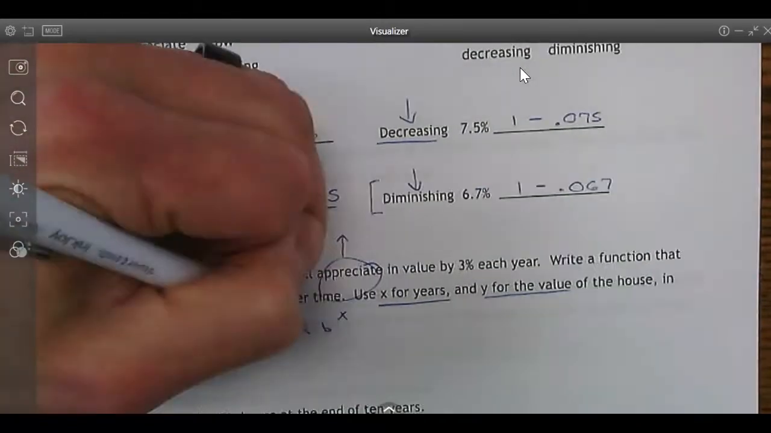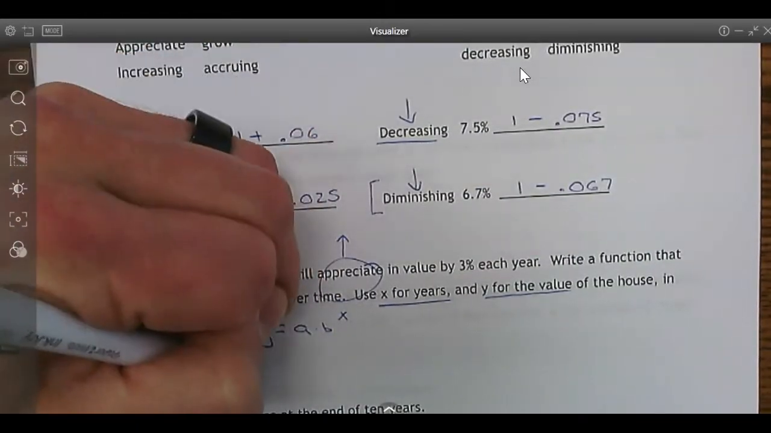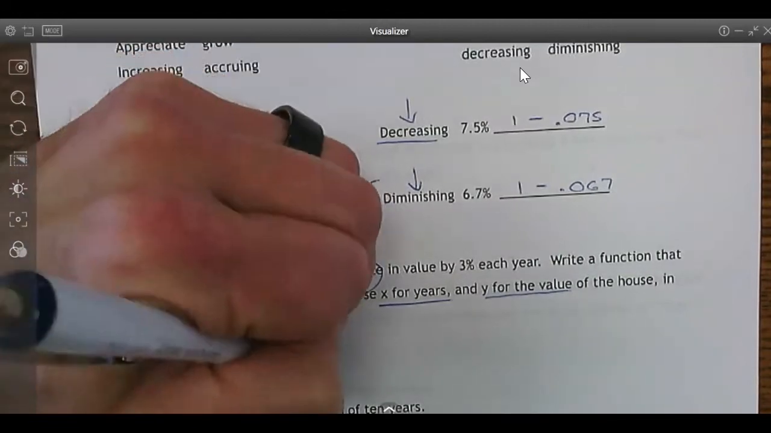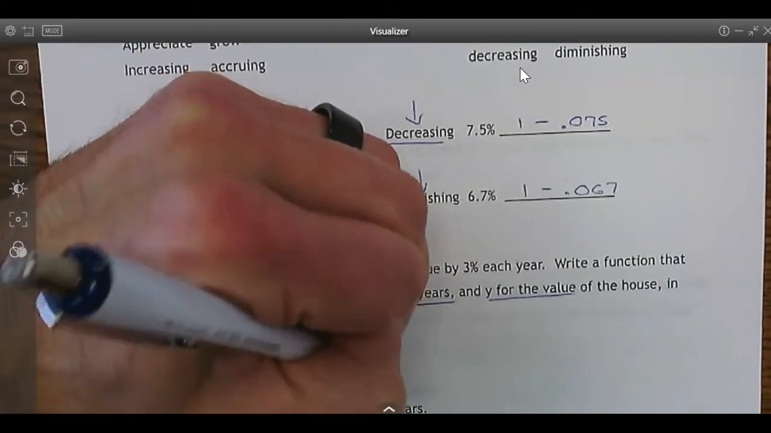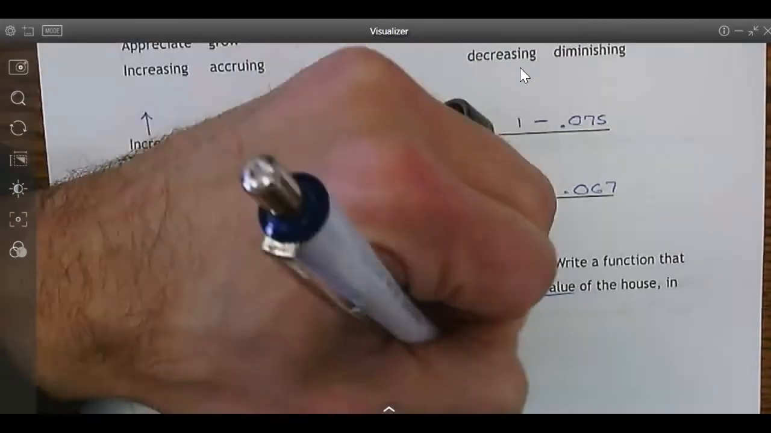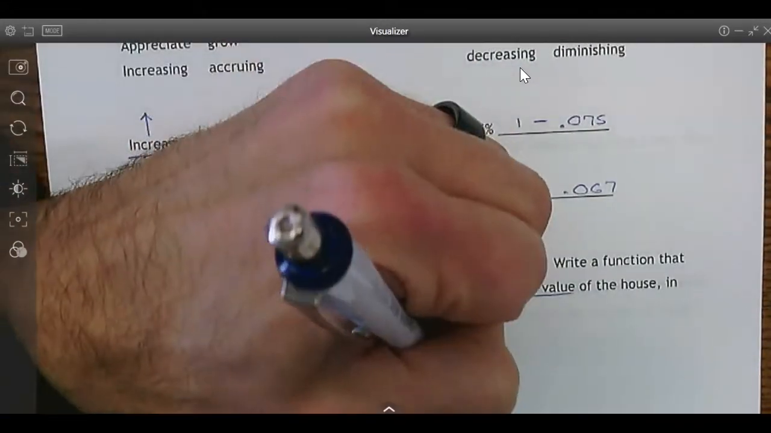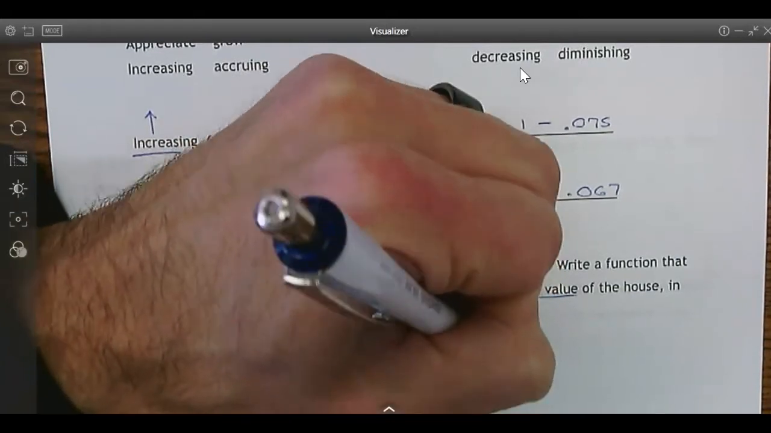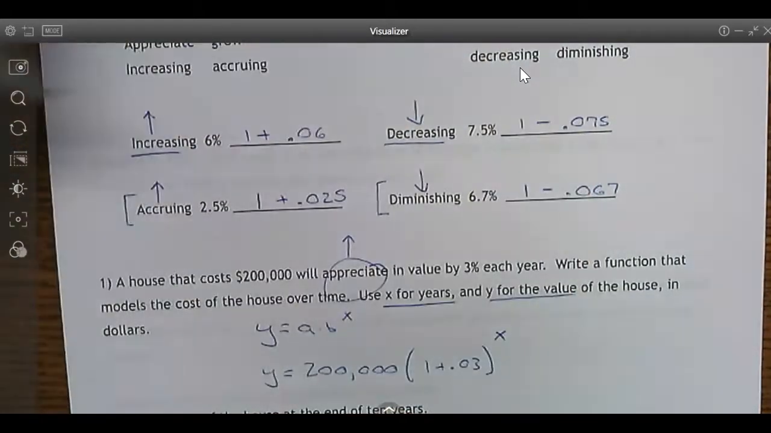Now I just need to substitute in the initial value and the rate. So here, the initial value is the cost of the house, $200,000, times appreciate. It's increasing by 3%. So just like I did above, 1 plus 0.03 to the X. That's my function.